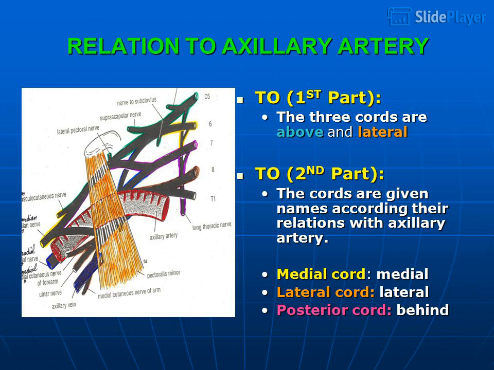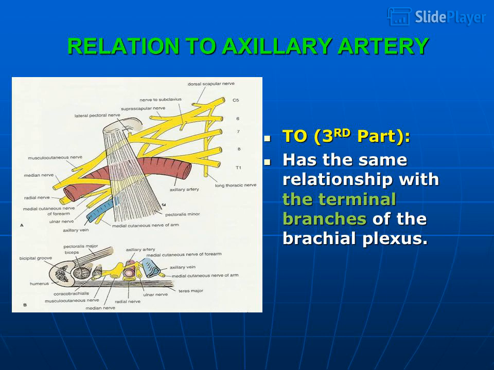Relation to axillary artery. First part: the three cords are above and lateral. Second part: the cords are given names according to their relations with axillary artery. Medial cord, medial. Lateral cord, lateral. Posterior cord, behind. Third part: has the same relationship with the terminal branches of the brachial plexus.